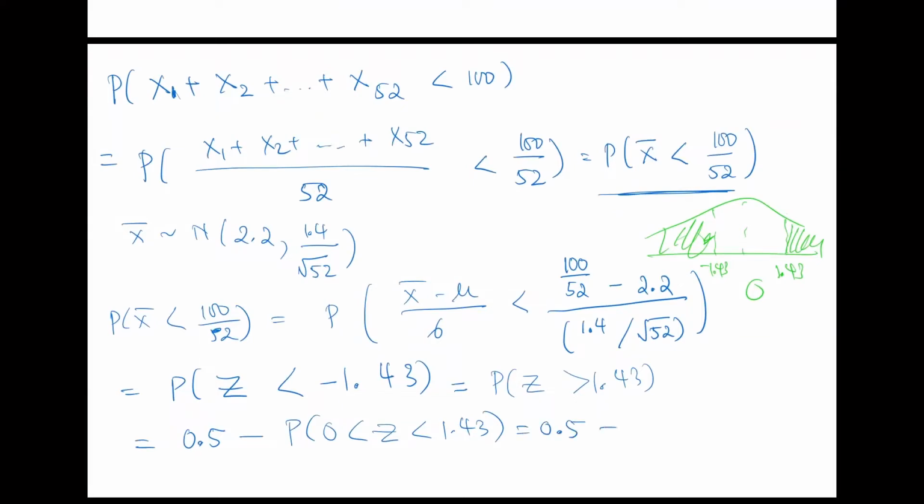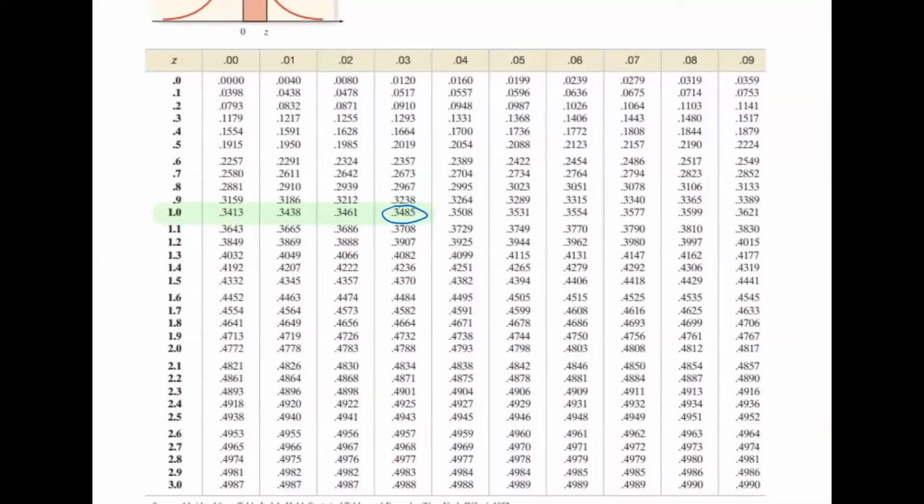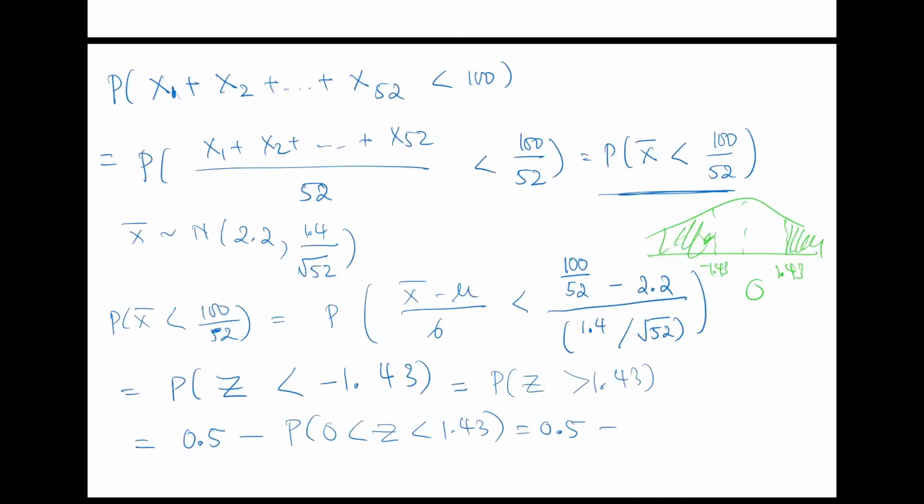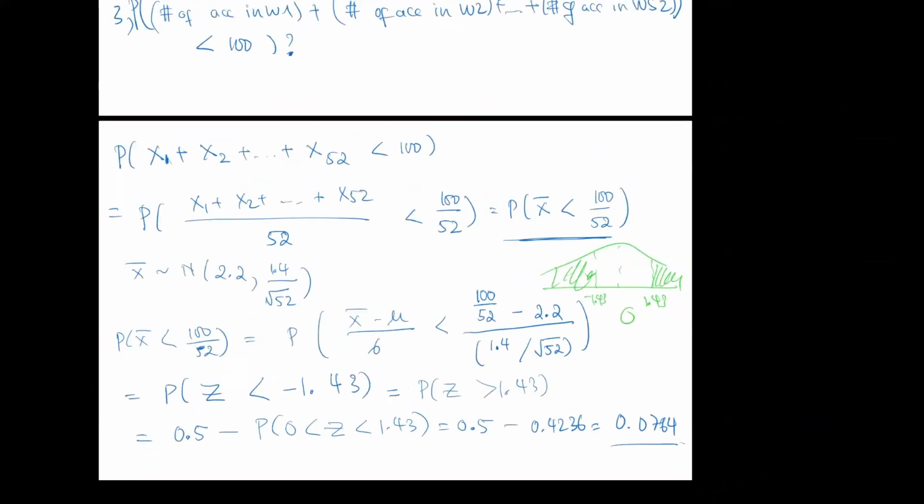The second term I can look up in the Z table, 1.43. Sorry, I think I mispronounced it. This one is 1.40, this one is 1.41, 1.42, 1.43. So we have 0.4236. And then we calculate, and we just get 0.0764. And this is our final answer for part C.